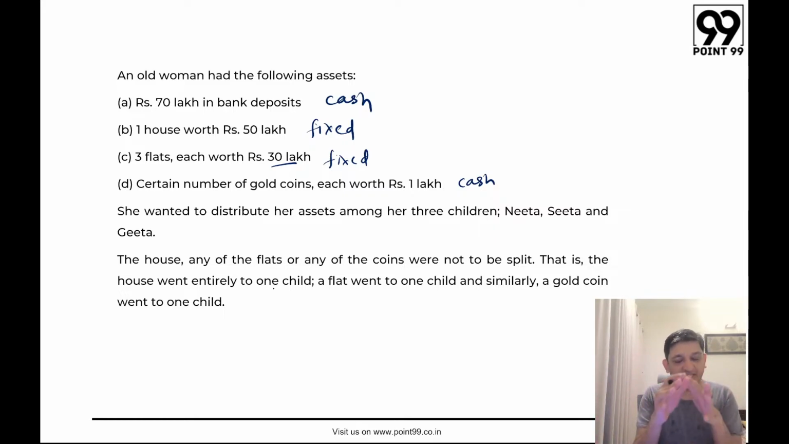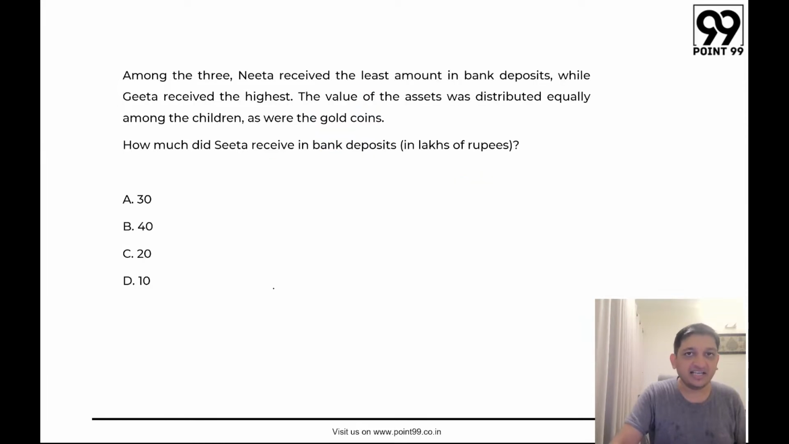They are talking about अगर एक flat है तो वो एक ही child के पास जाएगा, एक house है तो वो एक ही child के पास जाएगा. The same child could have got the flat and the house, हो सकता है, but one person will get that entire asset, right? That's what has been mentioned here. And then there is nothing else. Then there are questions that are there, right? So let's look at the questions.